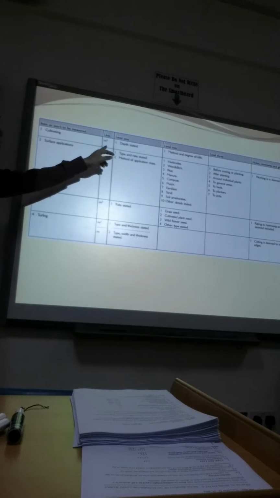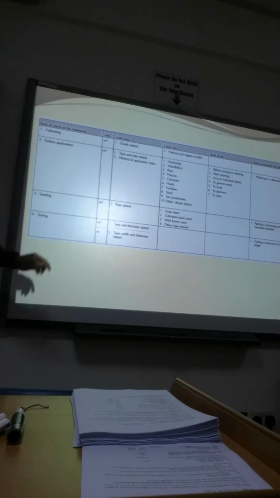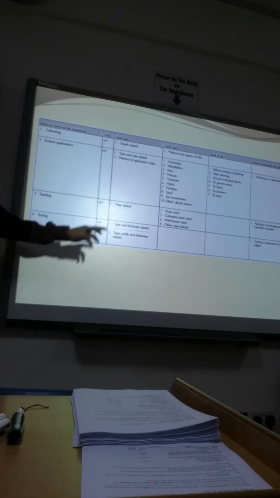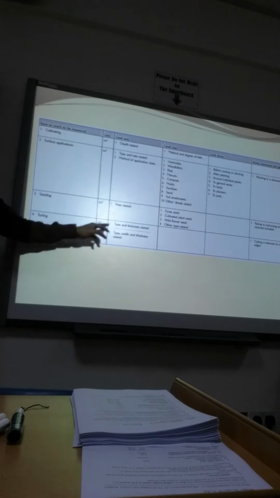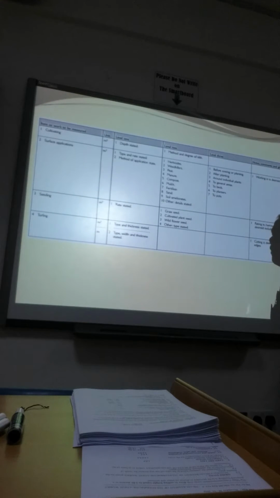Then, this is the detailed measurement. The work section will describe cultivating, where the unit will be superficial item, surface application, superficial item, seeding, and turfing. Then the depth stated, the type and rate stated, method of application. For seeding, the rate stated. For turfing, the type and thickness stated. Okay, then we will apply this one in the practical later.